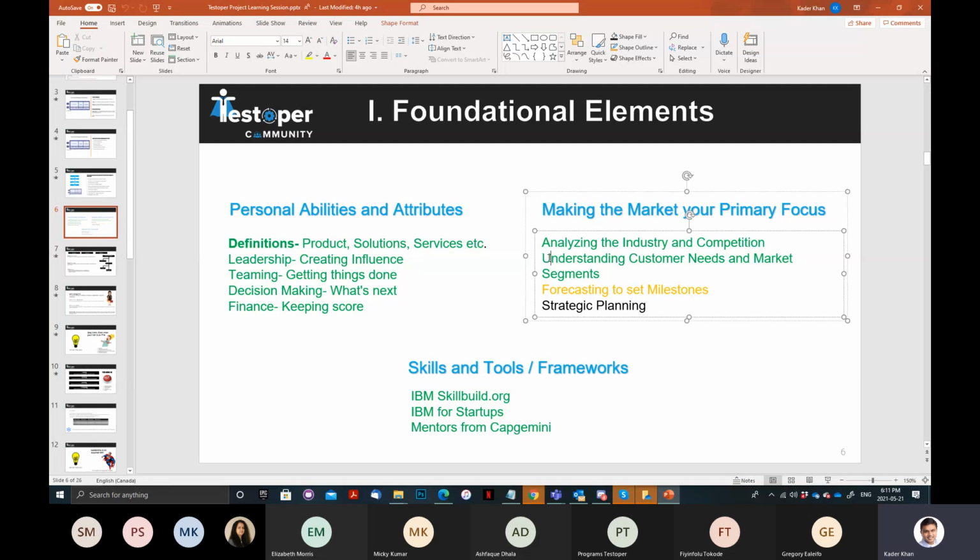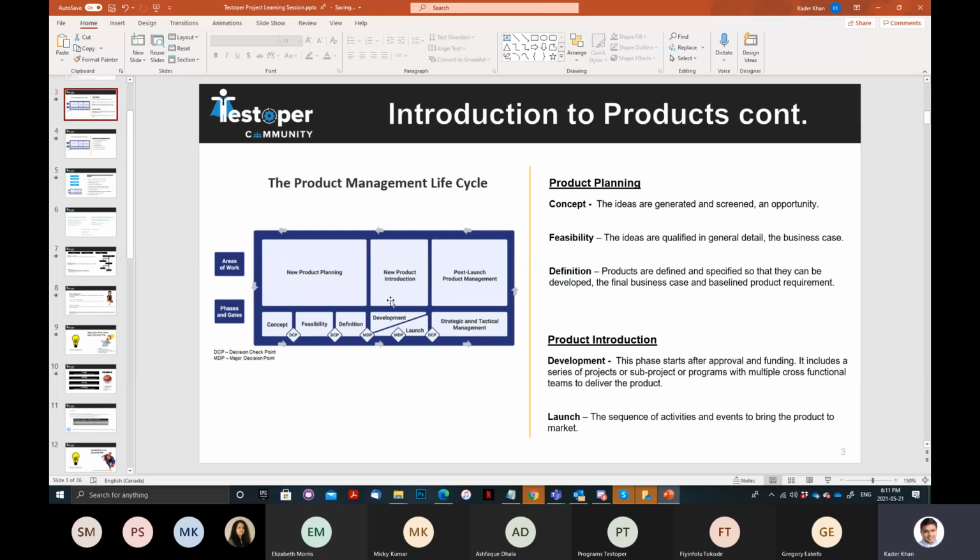So we finished forecasting to set milestones in our last session, right? And now today we are going to focus on strategic planning, and my goal is to also finish off the strategic planning today. So that brings us towards the end of our first semester, right? And then our second semester is going to be the actual product management lifecycle.